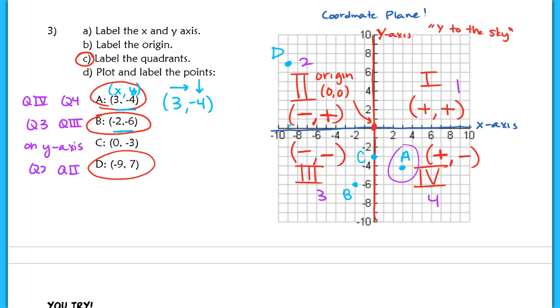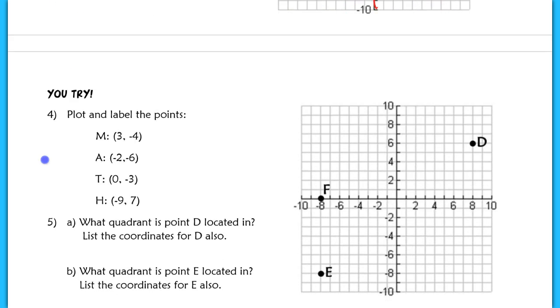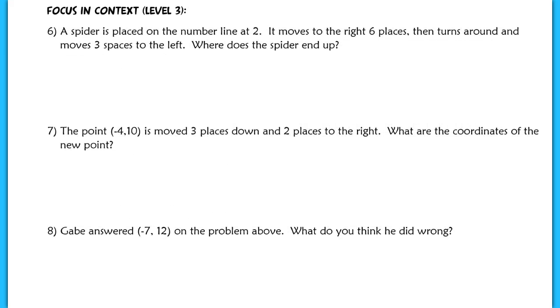So there's the coordinate plane. Now I want you to try the following problems on your own. We're going to pick up next with our focus and context questions. These are our level 3 questions. Number 6 says a spider is placed on the number line at 2.